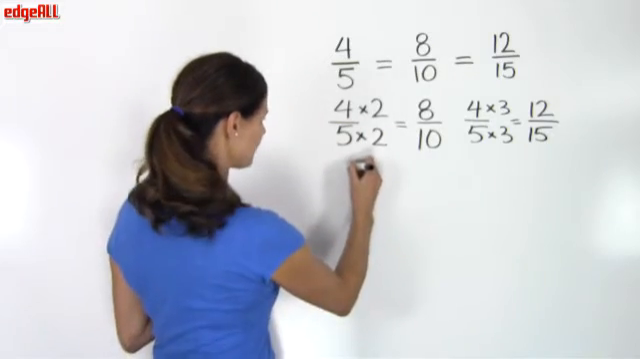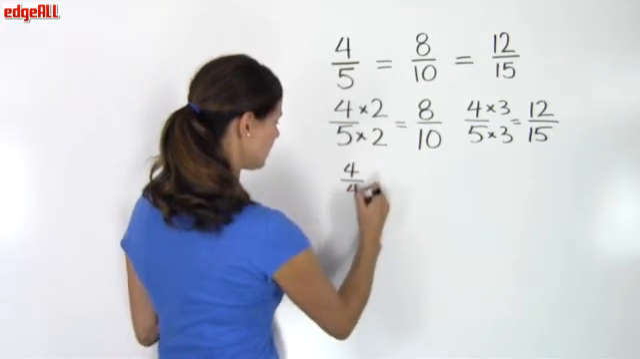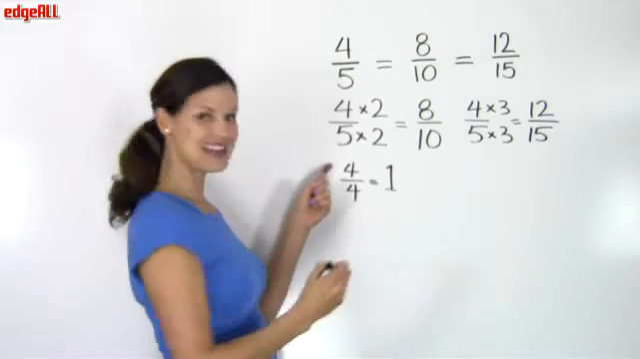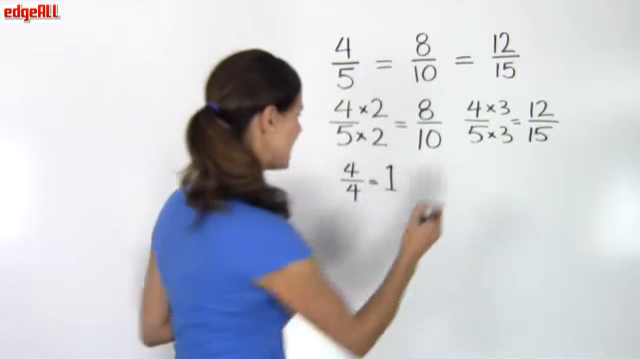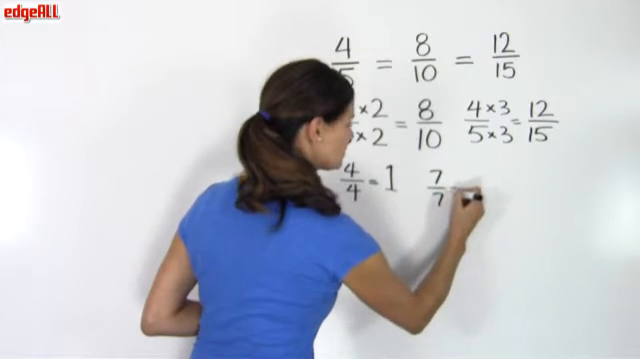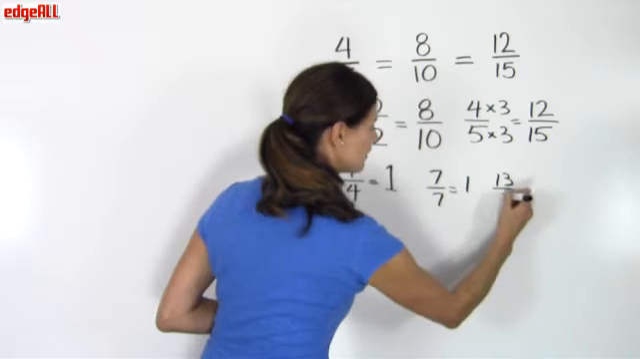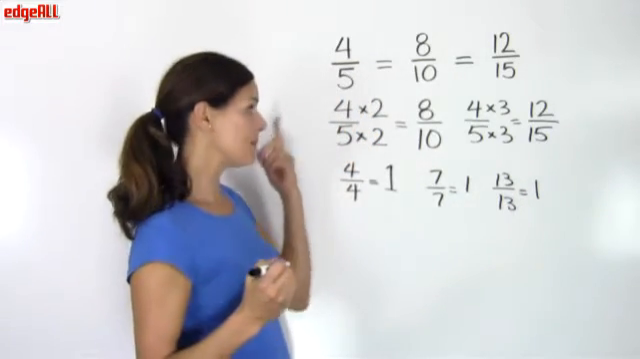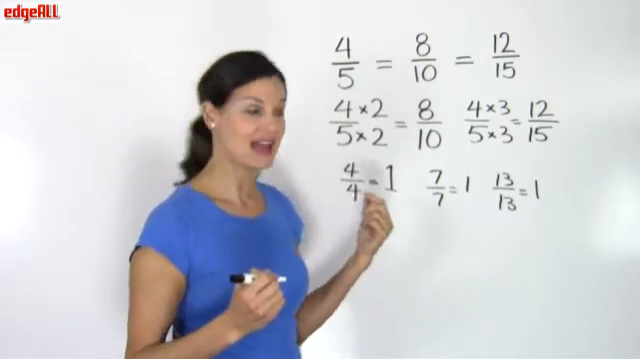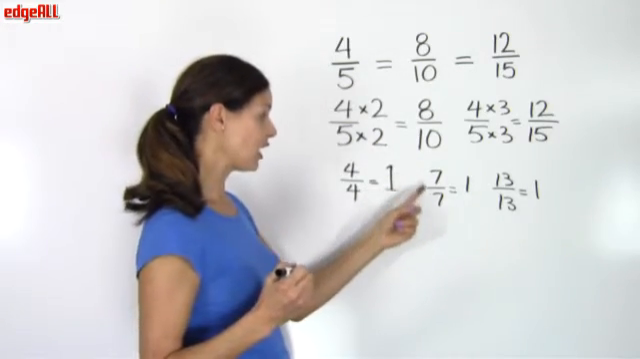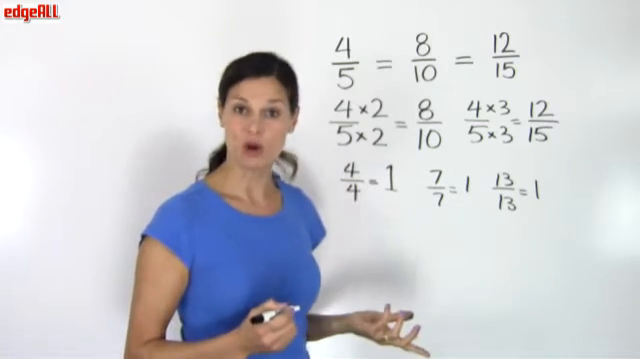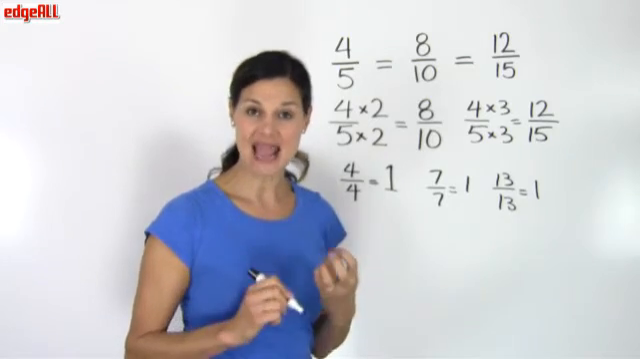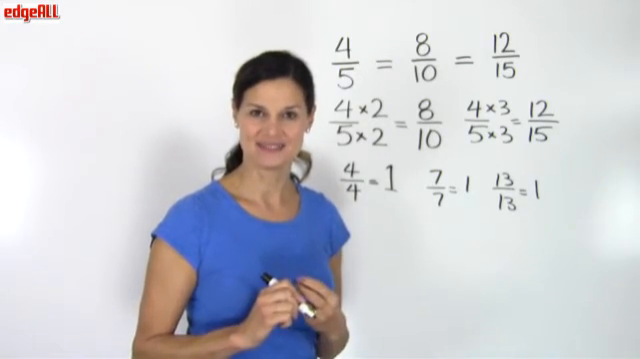So let's look at a few fractions here. If I have, for example, 4/4, this is equal to 1. Any number over itself equals 1. 7/7 equals 1. 13/13 equals 1. And so anytime I multiply or divide a fraction by any number over itself, I am just multiplying or dividing that fraction by 1, and it keeps the same value as the fraction.